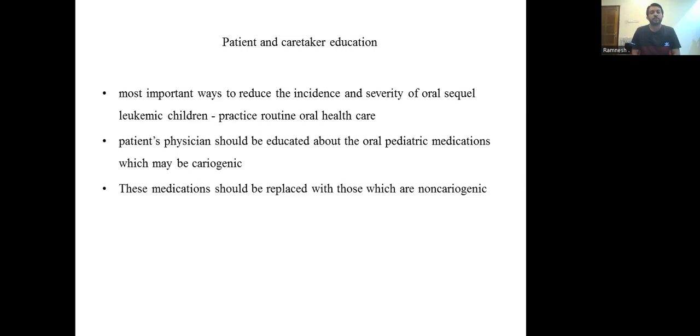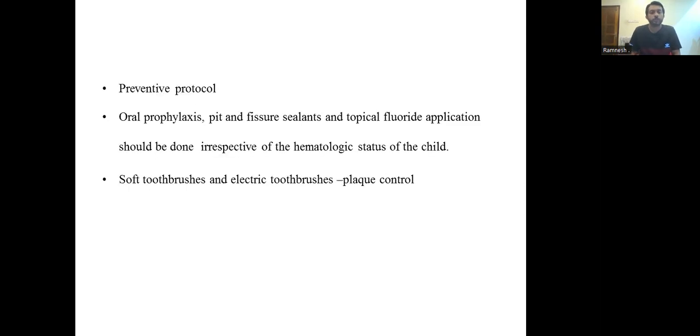Patient and caretaker education. One of the most important ways to reduce the incidence and severity of oral sequelae in leukemic children is to practice routine oral health care. The patient's physician should be educated about oral pediatric medications which may be carcinogenic. These medications should be replaced with those which are not carcinogenic if possible. Preventive protocol including oral prophylaxis, pit and fissure sealants, and topical fluoride application should be done irrespective of the hematologic status of the child. Soft toothbrushes and electric toothbrushes can be preferred for plaque control.